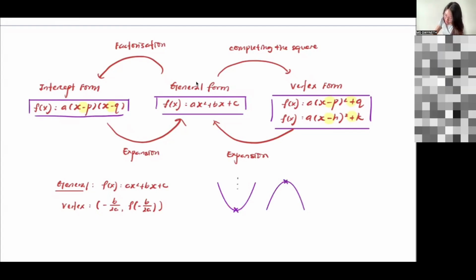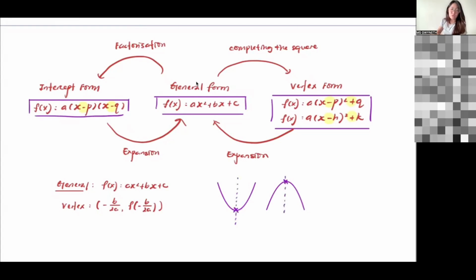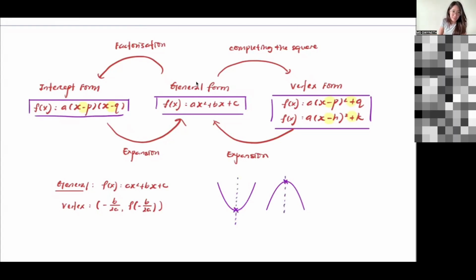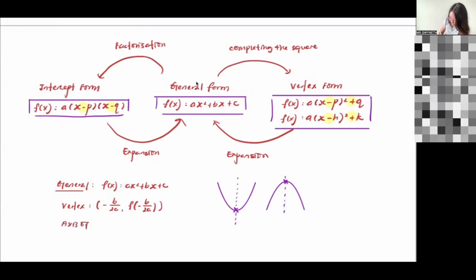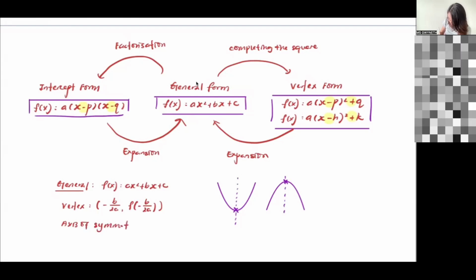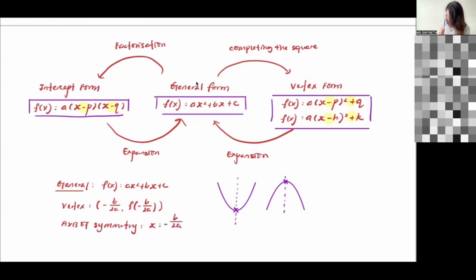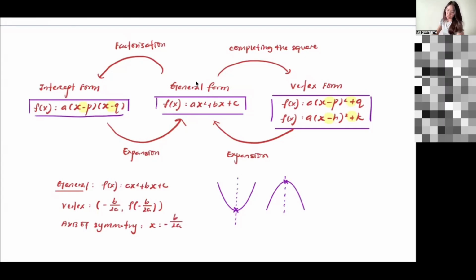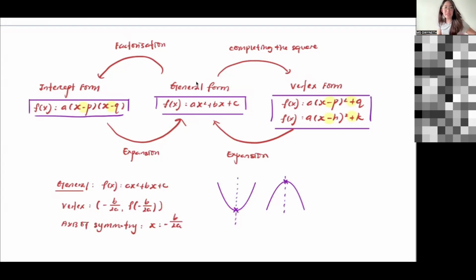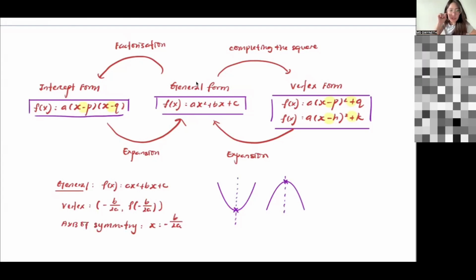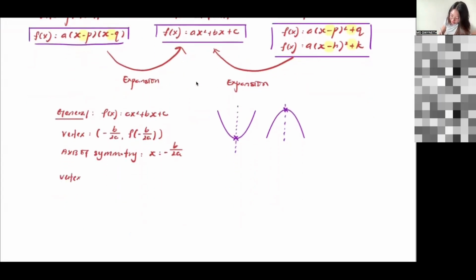Axis of symmetry is the line that cuts the graph into half. So it definitely will pass through your maximum or minimum point, correct? The name of the line will be x equals the x coordinate of your vertex, because it is a straight line. So x equals a number, and that number is the vertex x coordinate.